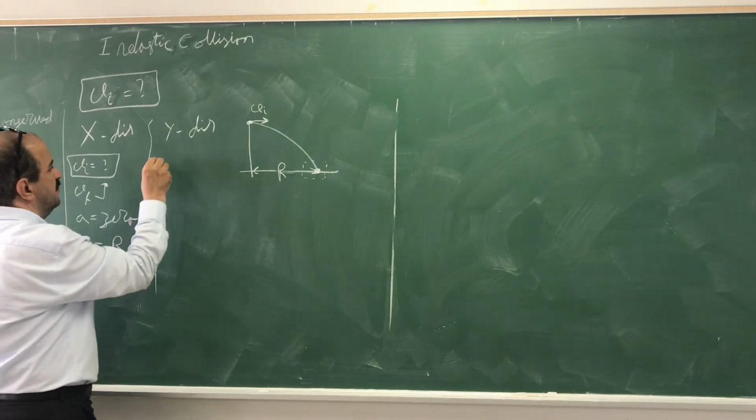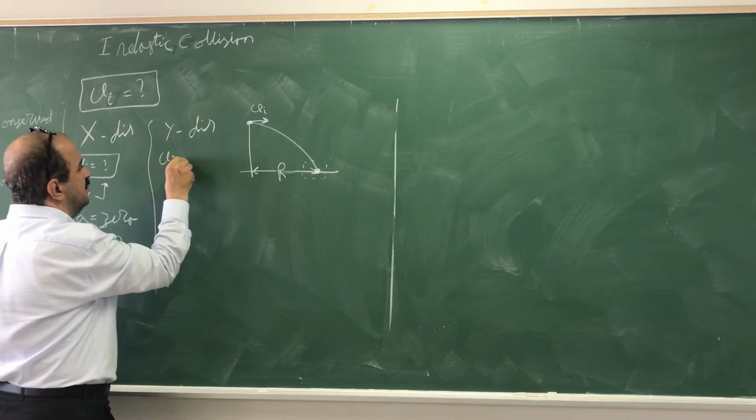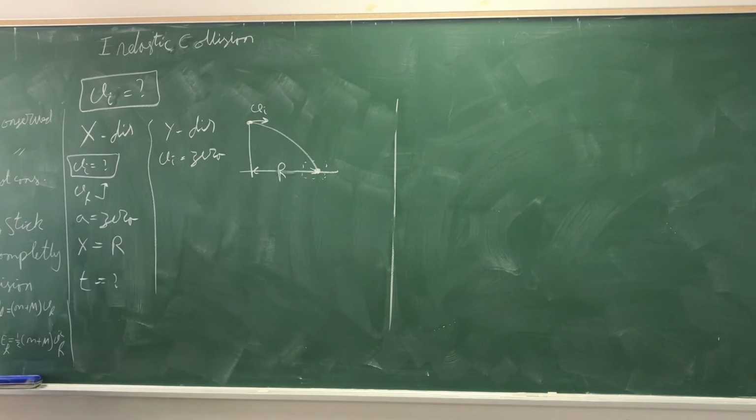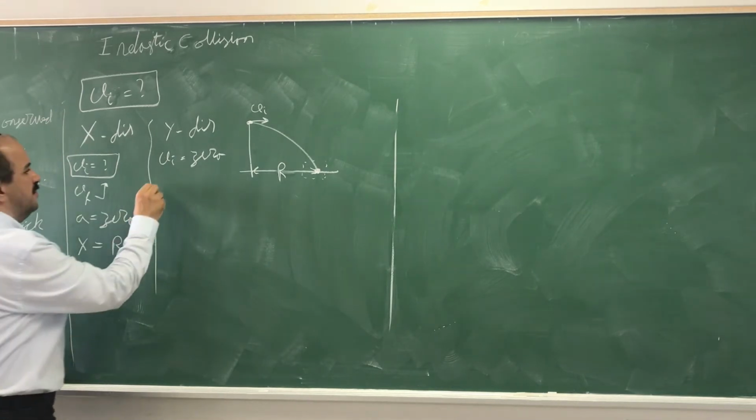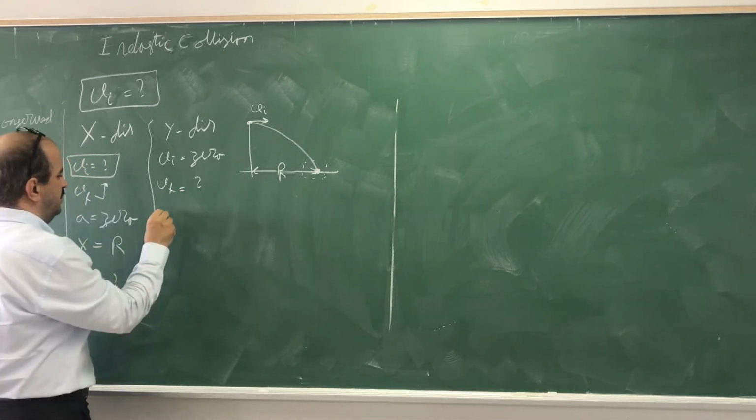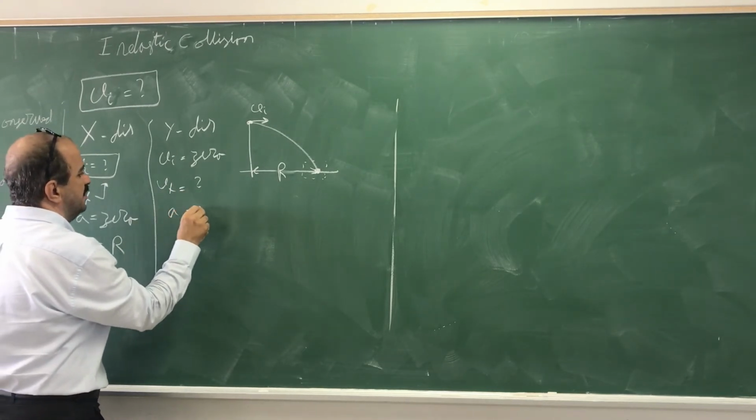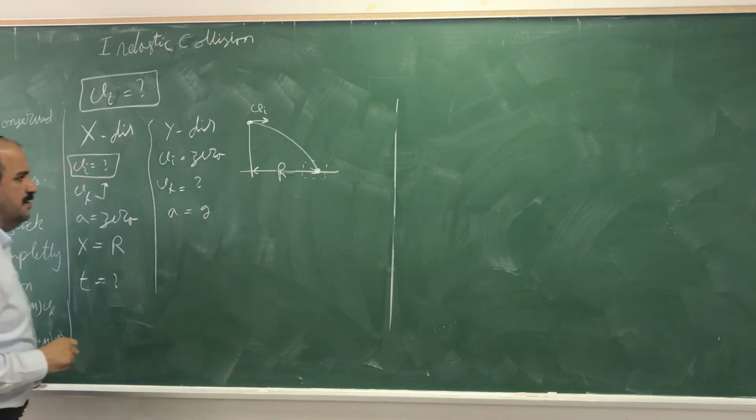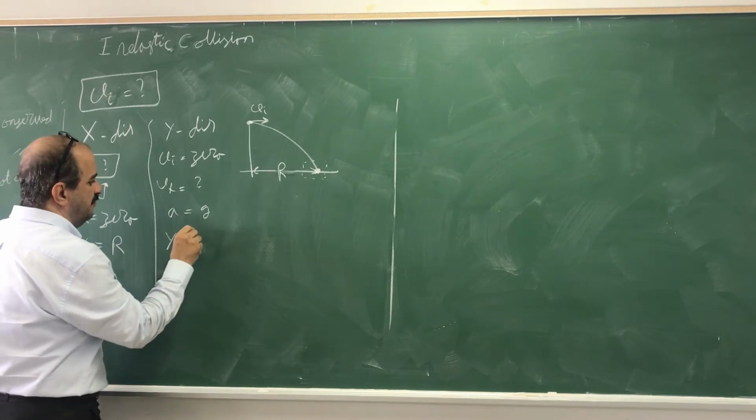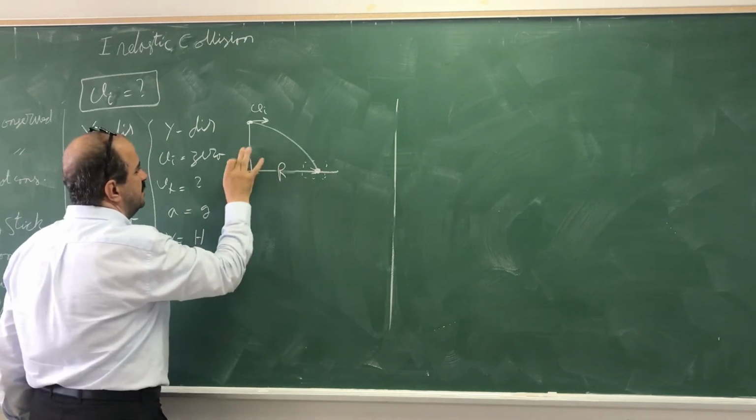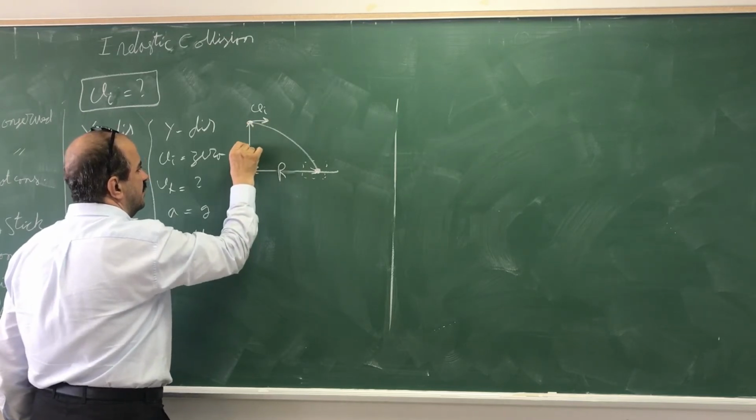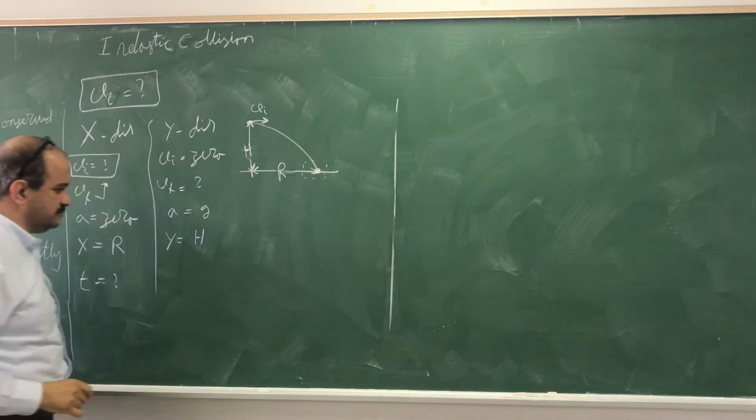Now let us check the y direction. The v initial in the y direction is 0, because we release the ball only with components in the x direction. The v final in the y direction is unknown. The acceleration in the y direction is g, which is 9.80, and the displacement in the y direction is the height, which we can measure experimentally and call capital H.